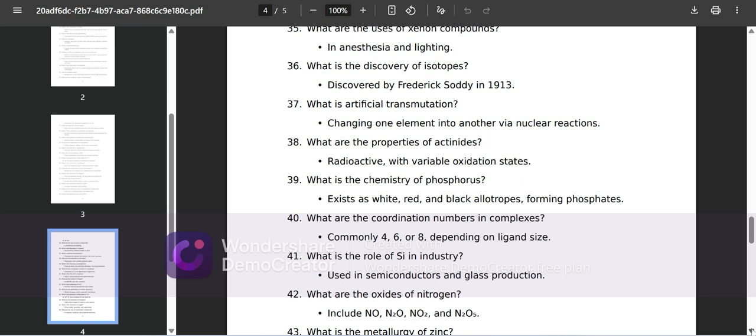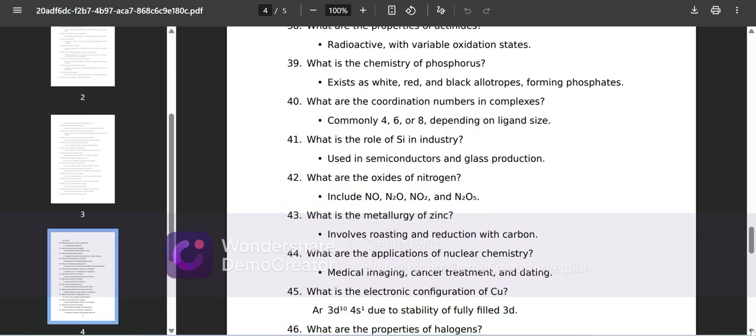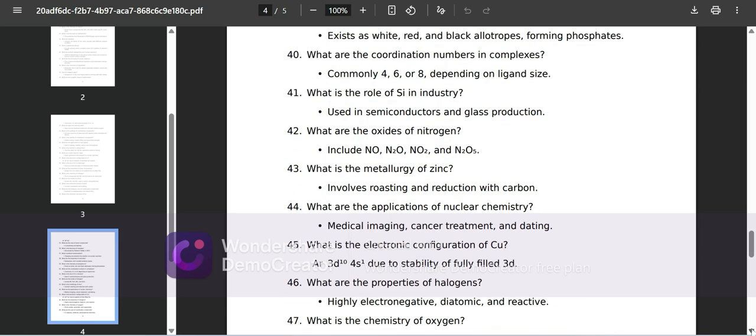What are the properties of actinides? Radioactive with variable oxidation states. What is the chemistry of phosphorus? Exists as white, red, and black allotropes. What are the coordination numbers of complexes? Commonly 4, 6, or 8, depending on ligand size. What is the role of silicon in industry? Used in semiconductors and glass production.